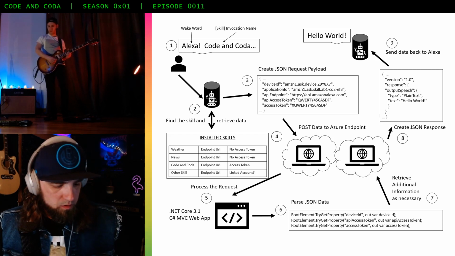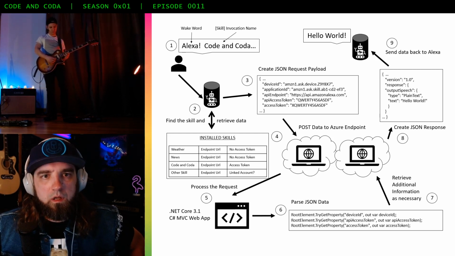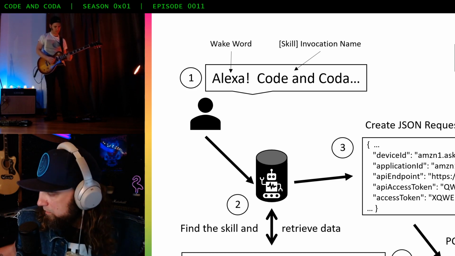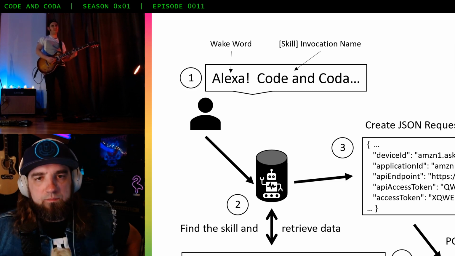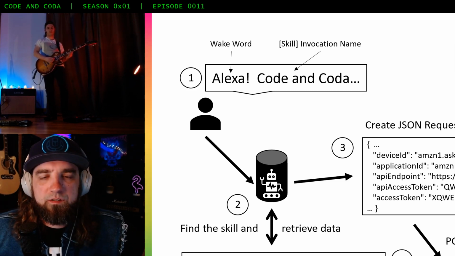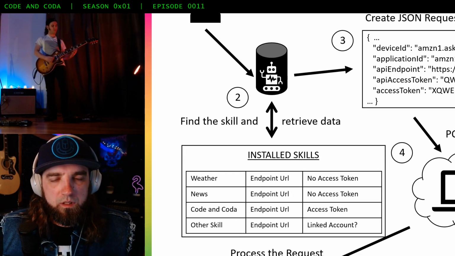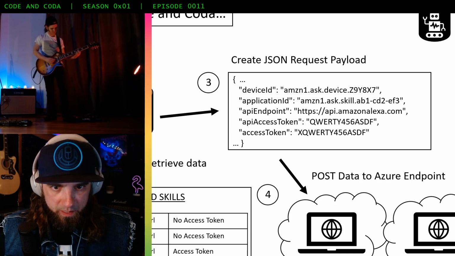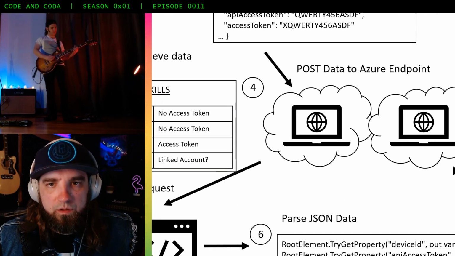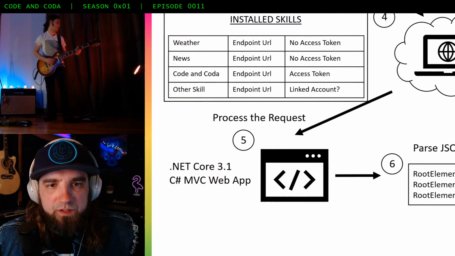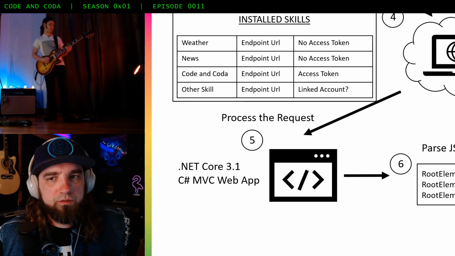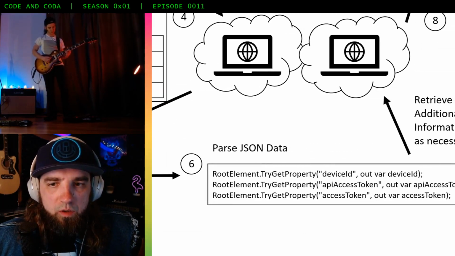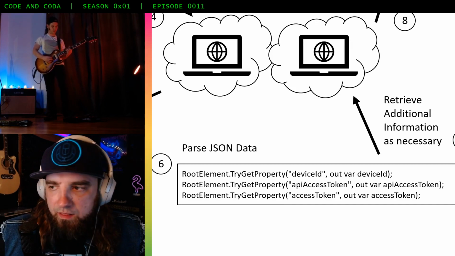Okay, here's our workflow I introduced last week. Just to go through it again real quick, we say our wake word, which for this skill is Alexa, and our invocation name is Code and Coda. That wakes Alexa up. Alexa retrieves some data from her list of skills and then sends a JSON request payload to the cloud, which is hosting your web application. So Azure sends that JSON data to your web application as a post request. There is a difference between a get and a post request. So posting that to our web application, we will then parse that JSON data, and that's the next step we're working on here.